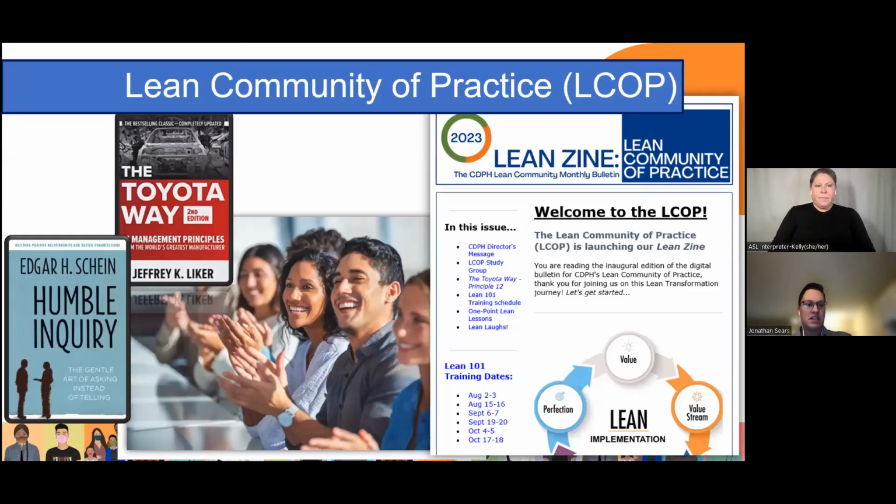Our lean transformation section has also started a lean community of practice to help broaden our reach across CDPH staff. So this is essentially a community of practice to further develop folks who are interested in or currently participating in lean activities. And one of our first lean community of practice activities was a study group of the seminal lean text, The Toyota Way by Jeffrey Liker. We'll also be running future study groups that are going to be focused on creating a lean culture and humble inquiry, pictured here by Edgar Schein.